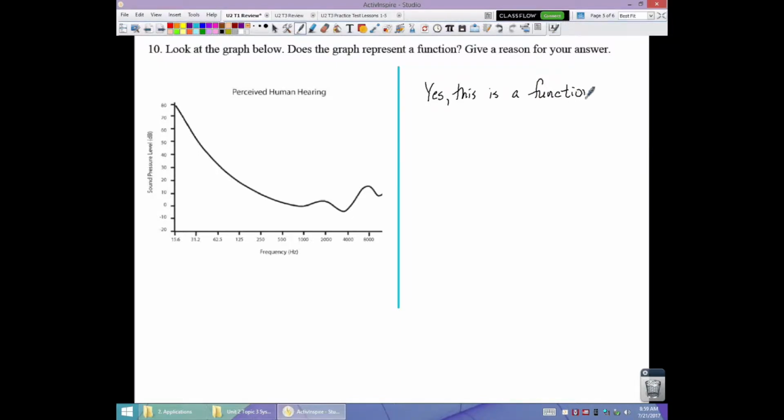Now the reason, whenever we determine that something is a function, the reason is always exactly the same statement. You just repeat that definition. You don't need to mention the vertical line test, but our definition of a function is that each domain element is paired with exactly one range element.